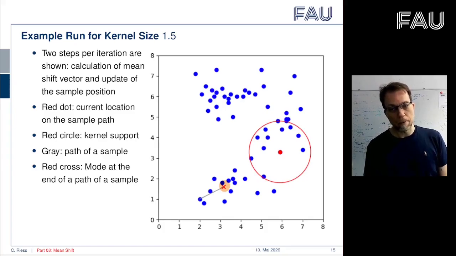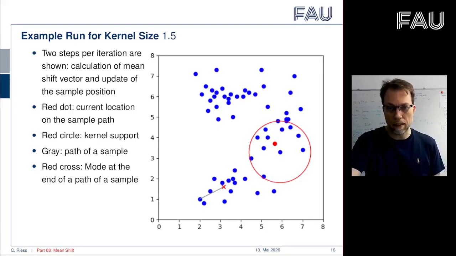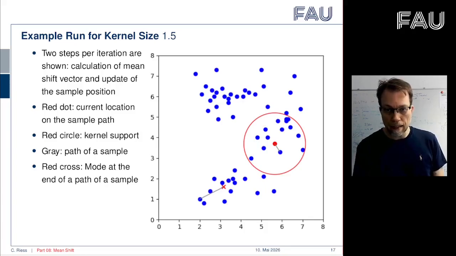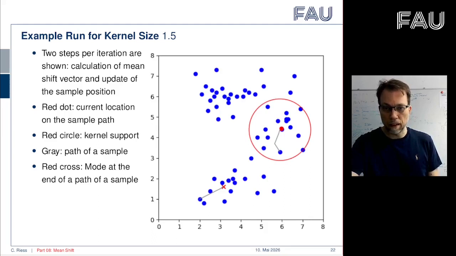Now let's pick another sample. It happens to be over there. Just looking visually at this disk, here are the observations. The density will be higher in that direction. So we will see an update in that direction. Okay, now we're here. Again, the density seems to be higher in this direction, so we will likely see an update in that direction. Let's see. Will we have another update? Yes, a small one. Will we have another update? A very small one. And now we converged.